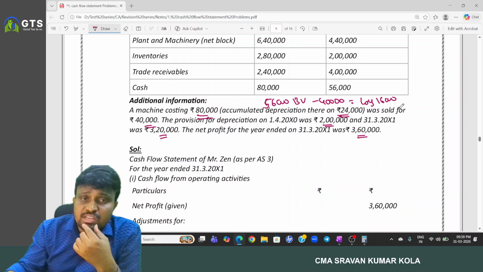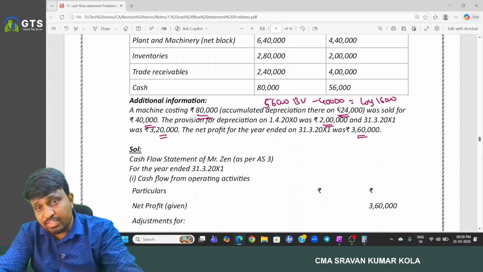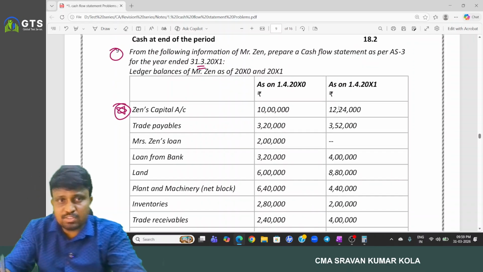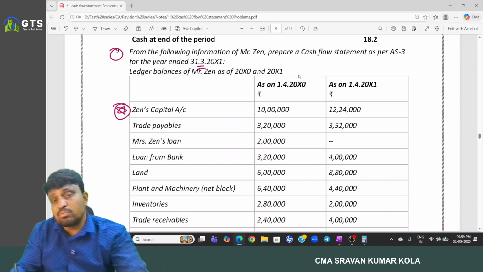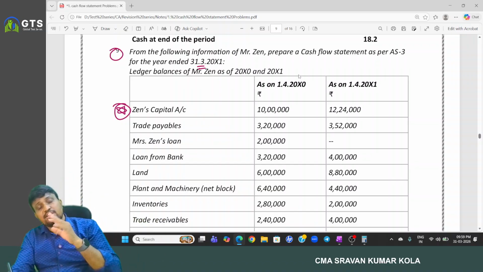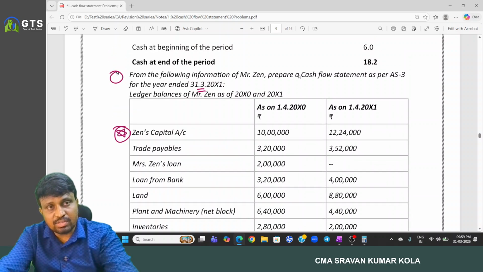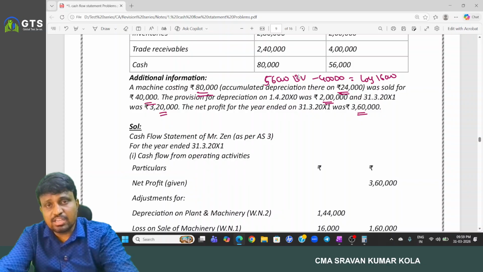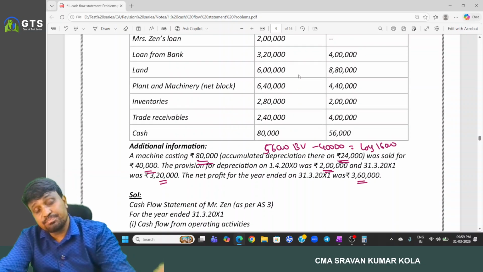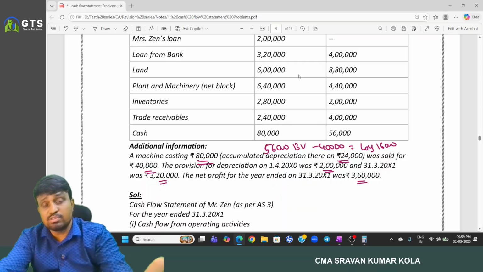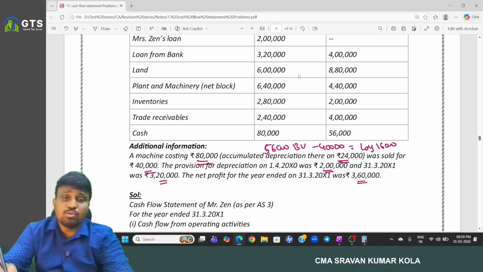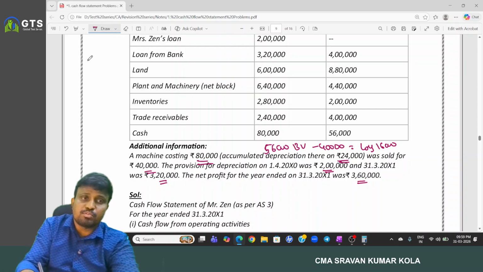In this case, we have to prepare the cash flow statement for the year, but only ledger balances are provided relating to the balance sheet. So that's why we follow the indirect method. In case of indirect method, we start with profit before tax from operating activity. But only net profit we have.